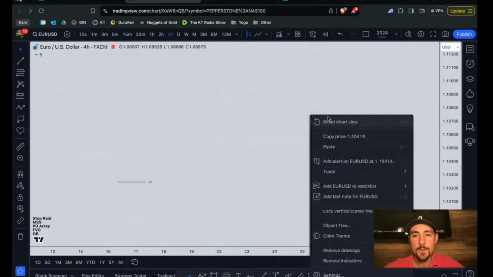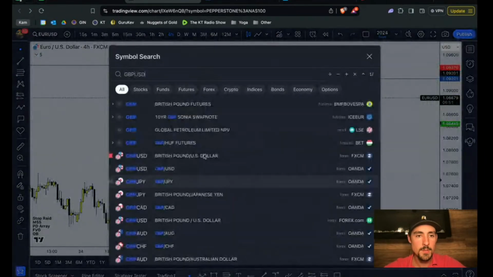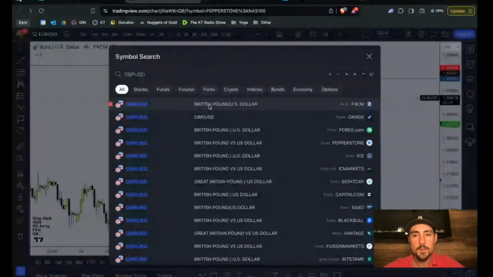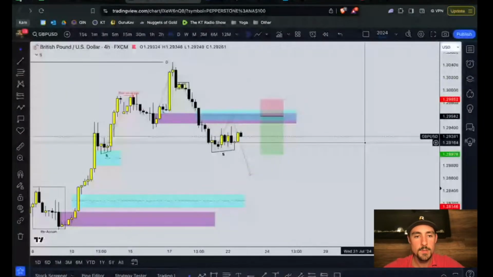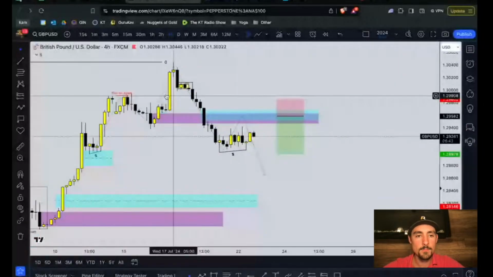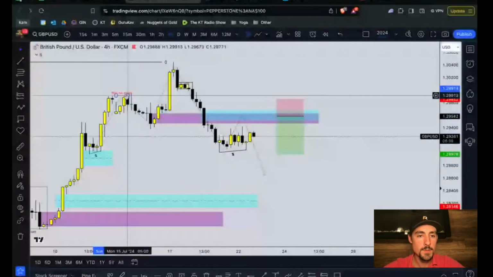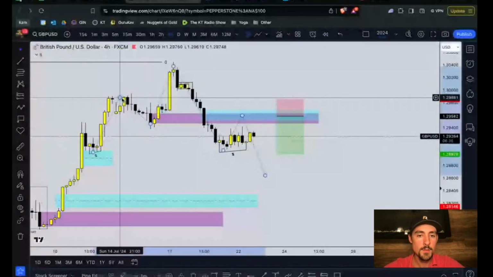Okay, so that's Euro, and then GBP USD. We talked about it already, but I'll just go ahead and take a screenshot of this for Solex as well. Let's delete these two things, which aren't really relevant.